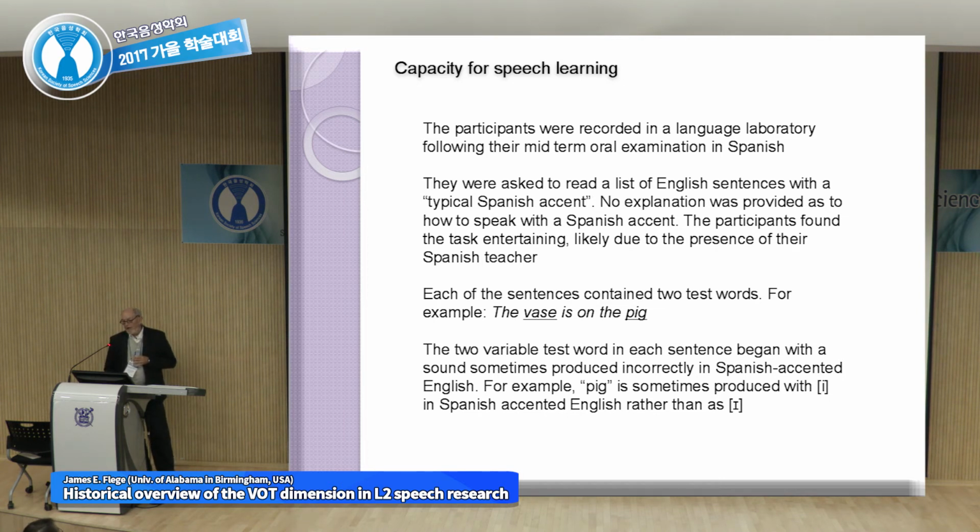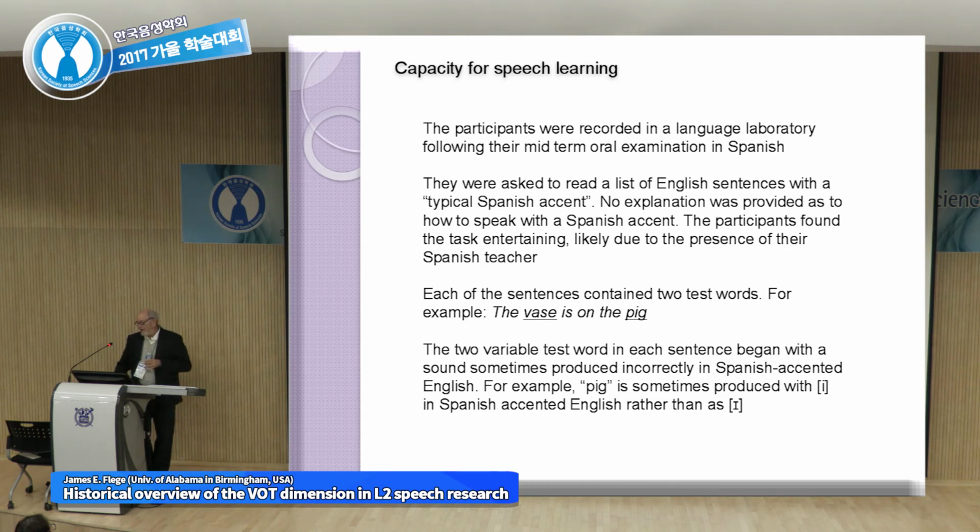They were asked to read a list of English sentences with a typical Spanish accent. We didn't provide any explanation about what we meant by speaking with a Spanish accent. The participants found the task wildly entertaining, probably because their teachers were there. They had a chance to mimic their teachers.